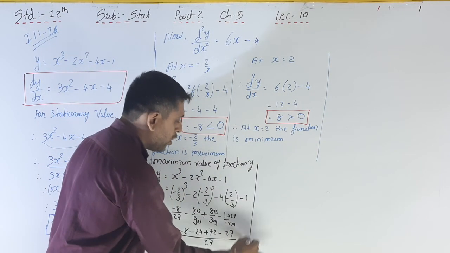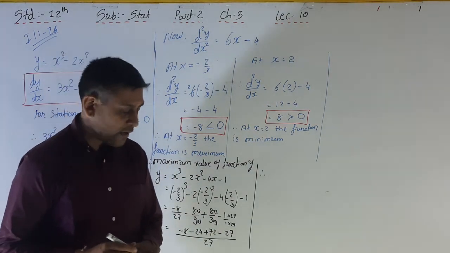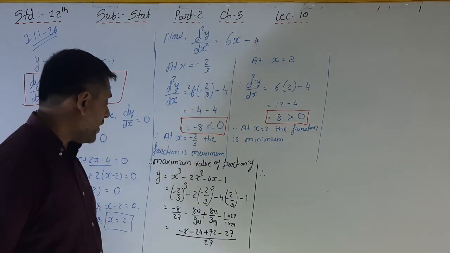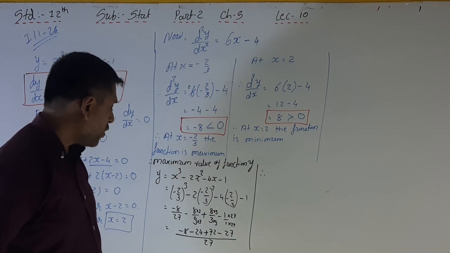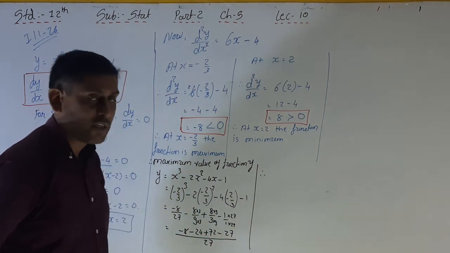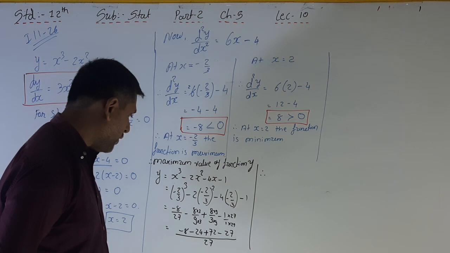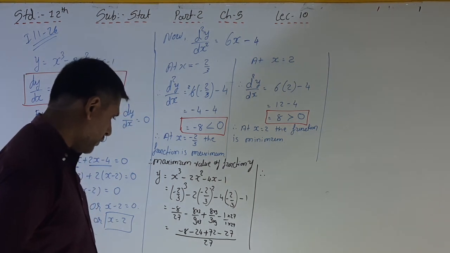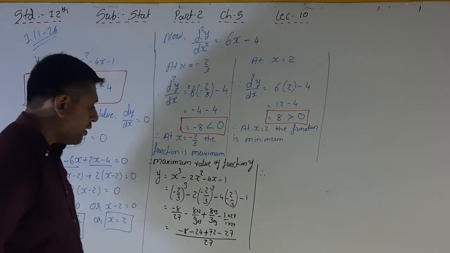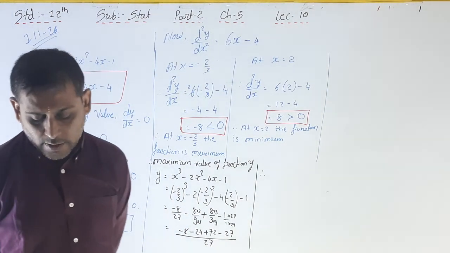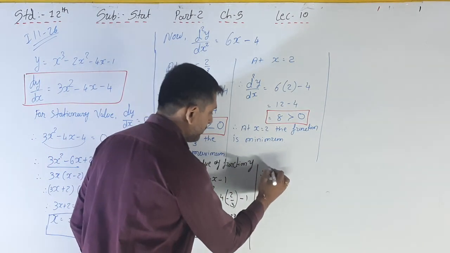So here your final answer for maximum value is, find out that 27, 24 and 8. What is the total of these three? Minus 8, minus 24 and minus 27. What is the total of these? 32 plus 27, 59. Okay, so 59 and 72 minus 59, that is the maximum value is 13 by 27.